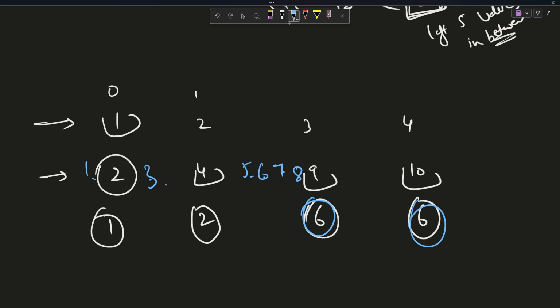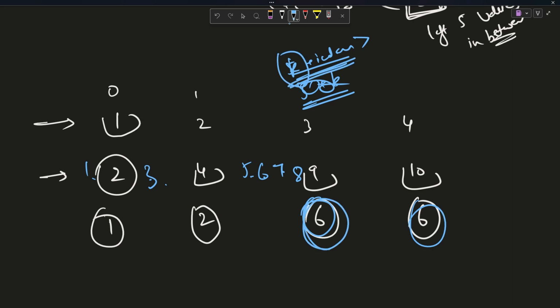Now, as soon as it exceeds k plus index, that means k numbers have been left out. K numbers have been left out. As we can see, 6 numbers have been left out, which is greater than 5. 6 is greater than 5, right? 6 numbers have been left out.